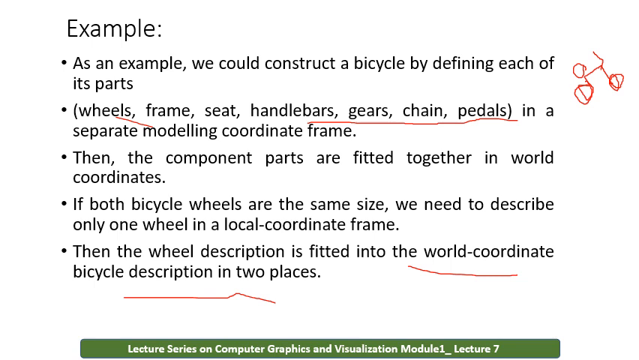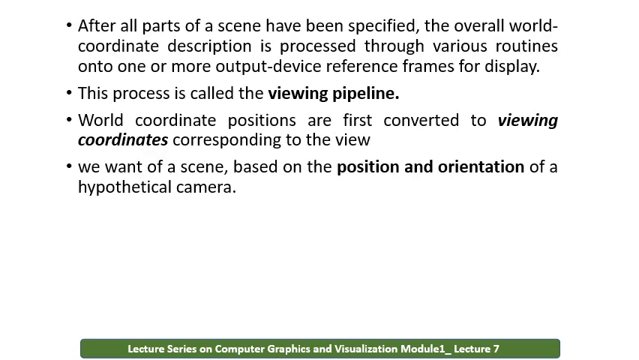So a description can be considered in two places. In this way we can construct any graphics application. After all parts of a scene have been specified, the overall world coordinate description can be processed through various routines onto one or more output device frames for display. This process is called the viewing pipeline.